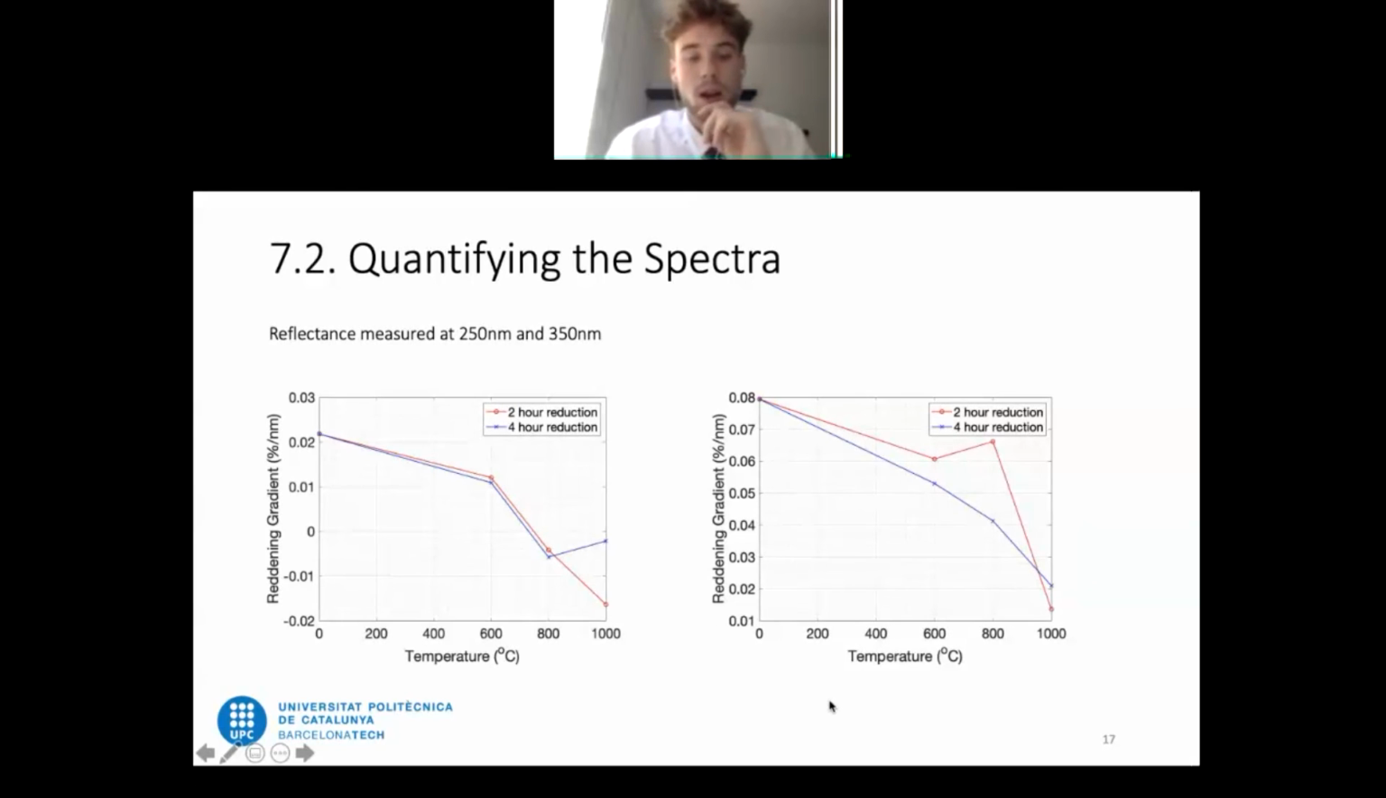We can see that as we're increasing the temperature, this reddening gradient is indeed decreasing. However, there are points where the reddening gradient is above that of its previous sample. Ultimately, from this, we aim to fit a curve to these plots so that a future interpolation can be conducted in order to predict the reddening gradient when specifically reducing the simulant at a given temperature.